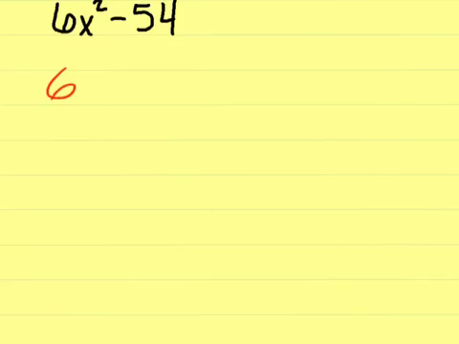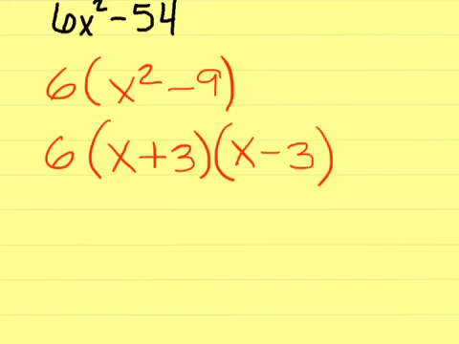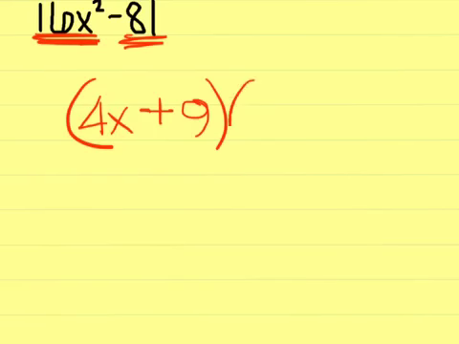The solution here is to factor out a 6 first and be left with x squared minus 9. 9 is a perfect square. So you'll have 6 times the quantity x plus 3 and then times the quantity x minus 3. For this solution, you have a perfect square there and there. So it should be 4x plus 9 and then 4x minus 9.